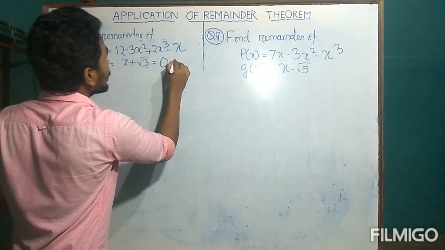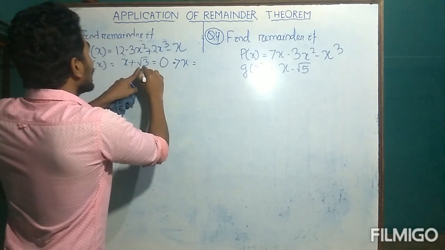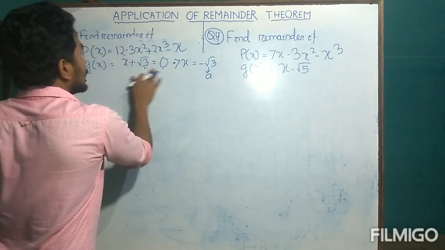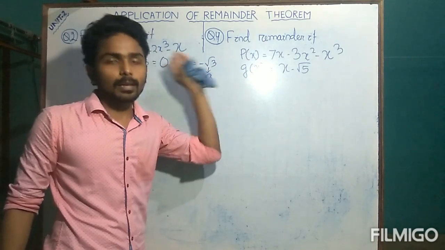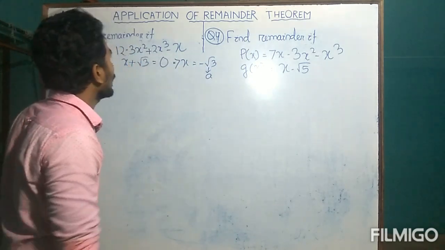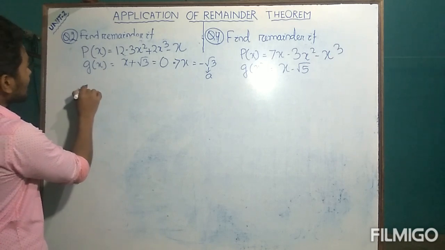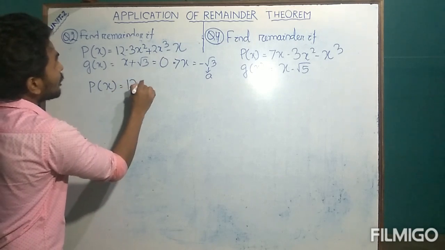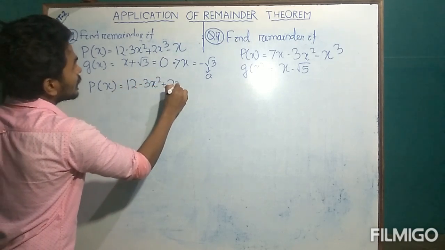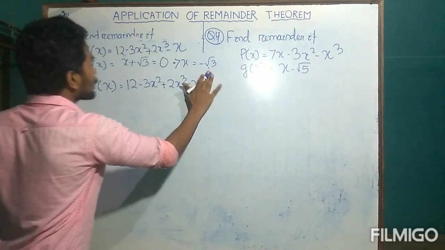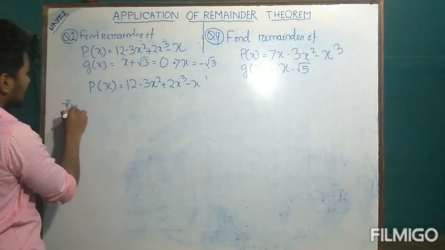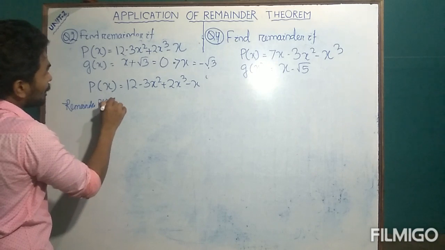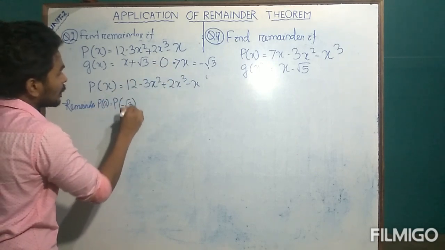Then we can get the value of x. X will be, root 3 goes to the right hand side, it will be minus root 3, and this is the value of a here. So we can easily get the value of a by putting the divisor to 0. Then you can see we have to find the value of the remainder. As we have P of x is equal to 12 minus 3x square plus 2x cube minus x, the remainder is P of a, or you can say P of minus root 3, because the value of a is minus root 3.